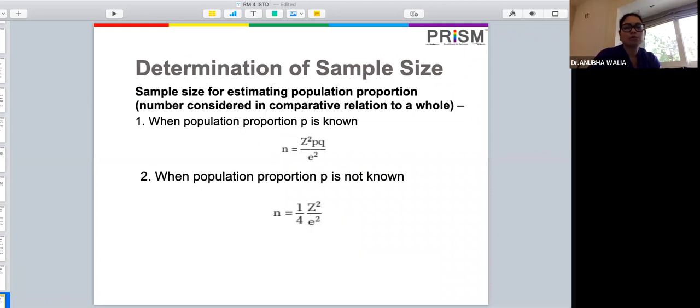When we are estimating a population proportion, which is nothing but a number considered in a comparative relation to a whole, that's why we call it proportion, denoted by P. And Q is 1 minus P. This should again be known. When the population proportion is known, we use the formula n equals Z squared PQ divided by E squared. But when the proportion is not known, it is n equals 1/4 Z squared over E squared. So that's how the formula is.